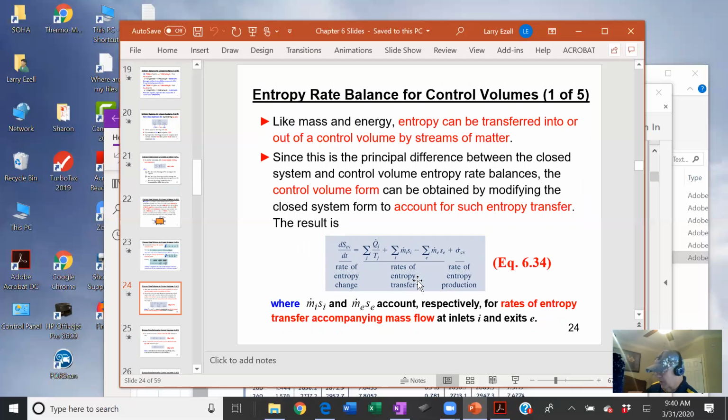Now we're going to get to control volumes. What slide are we on? We're on about 24. We'll do a few of these, and it's probably been about 40 minutes. You know, this may be a good place to stop. I think we'll stop right here with this lecture. Entropy rate balance for control volumes, and pick up at this point.